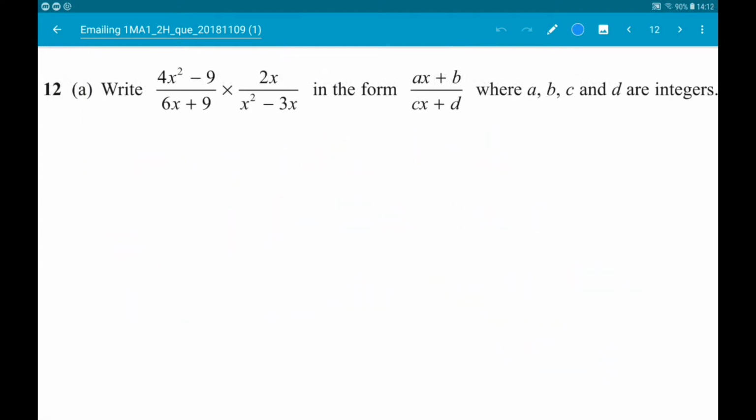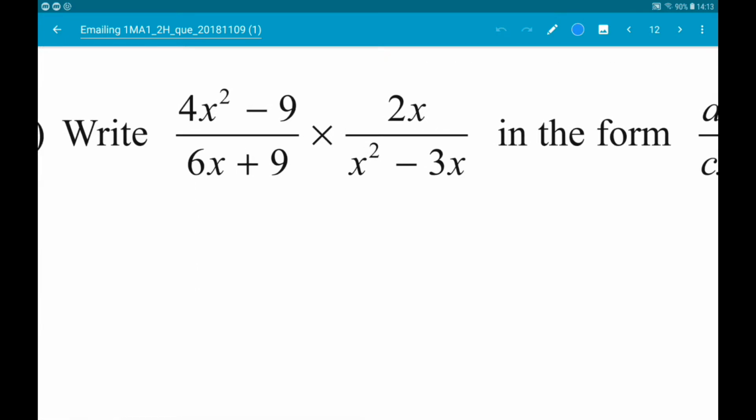Number 12, algebraic fractions. So my playlist is below. So we want to write 4x squared minus 9 over 6x, times 2x over x squared minus 3x, in the form ax add b over cx add d, where a, b, c and d are all integers, so whole numbers. Okay, so the trick with algebraic fractions is always to, first of all, check whether we can factorise them at all.